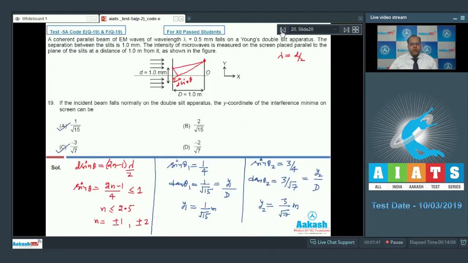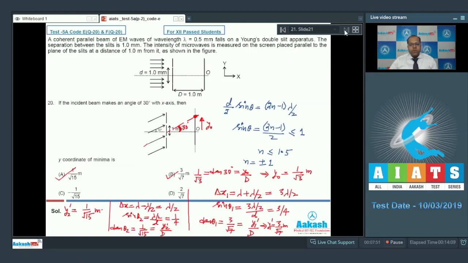So in paragraph 2, the correct answer for question number 19 is option A and C. And in question number 20, it is option A and B.